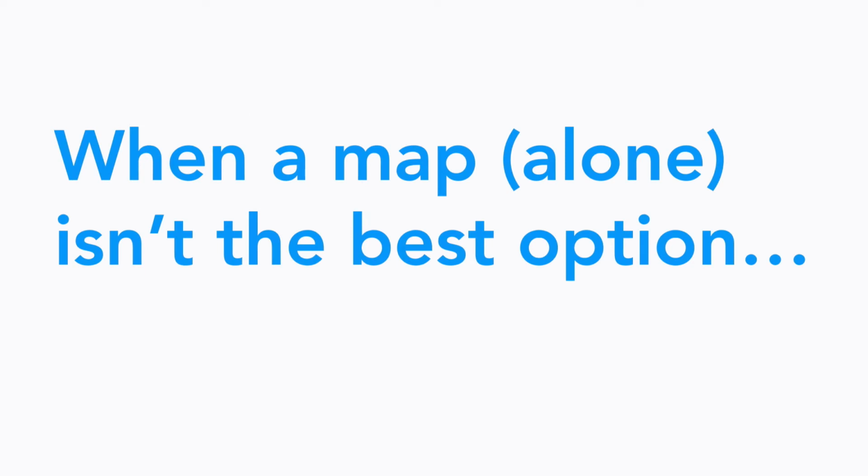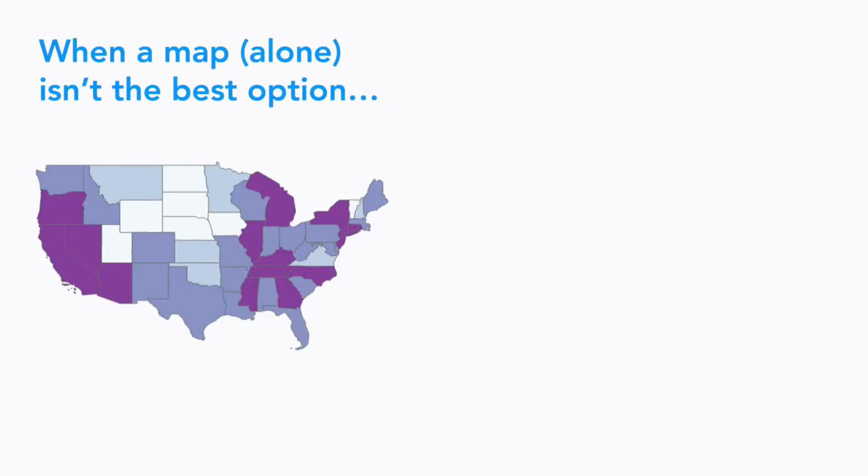So we're at the Esri conference, and I think it's safe to say that we all love maps. But sometimes a map alone is not the best option. And state maps are a great example of that. Now, I'm never going to tell you not to make a state map, but I think that state maps can usually benefit from a companion chart.